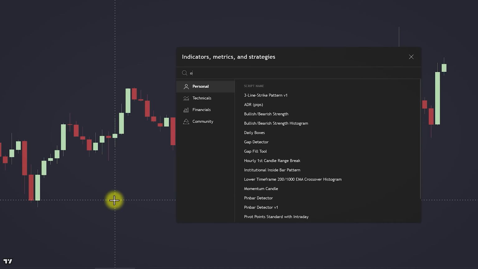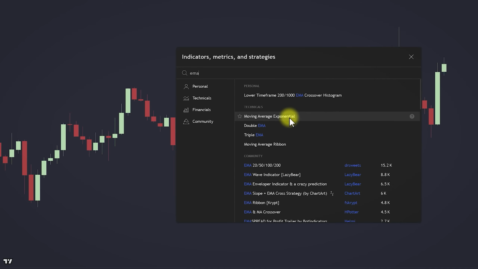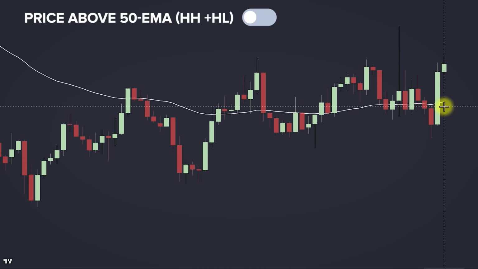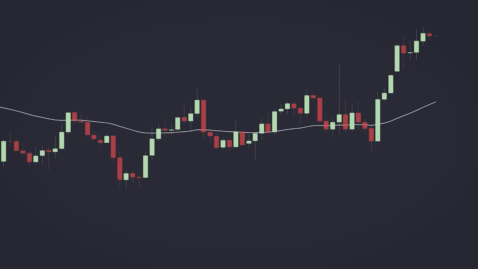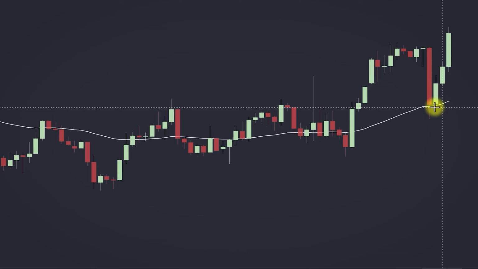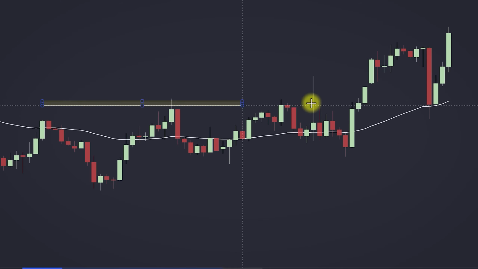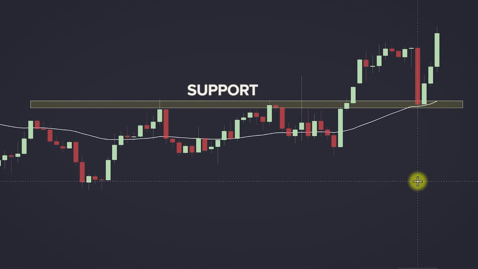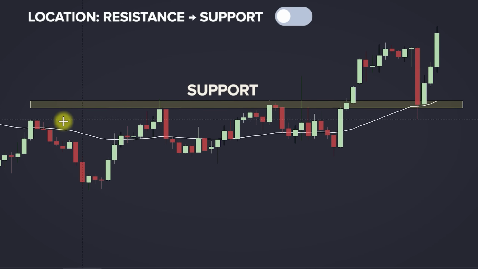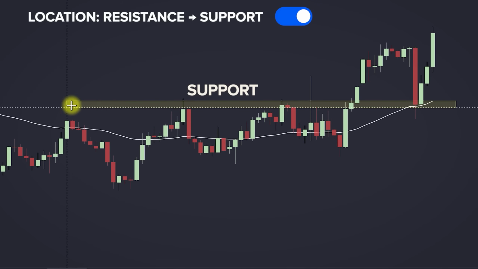On the 1-hour chart, we're in a clear uptrend. Price is above the 50 EMA, making higher highs and higher lows. That's your directional bias. Now price is pulling back to a major support zone. But this isn't just any support zone. It's one that used to be resistance. Remember the role reversal concept. So you have a higher time frame uptrend meeting a key structural level.